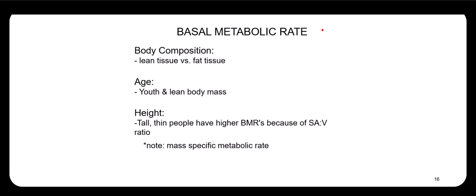Next one's a little bit of a secondary effect. When do I have more muscle? When I'm younger or when I'm older? As we age, unfortunately, we tend to lose muscle and gain fat. So the older you get, the slower your BMR or lower your BMR tends to be. Height: tall, thin people have a higher BMR. It's a surface area to volume ratio.